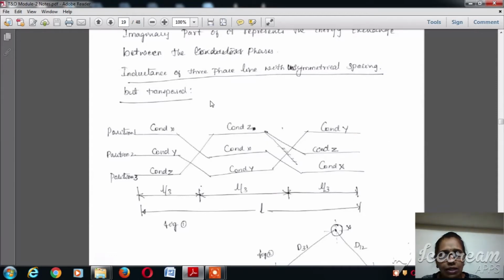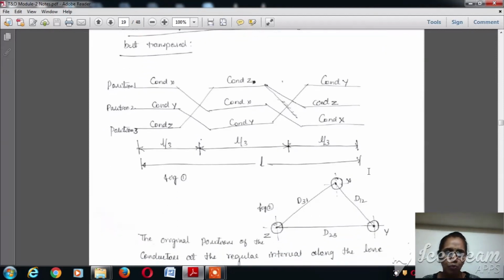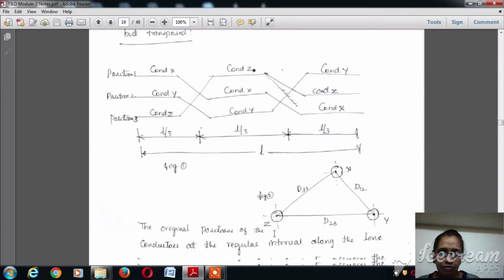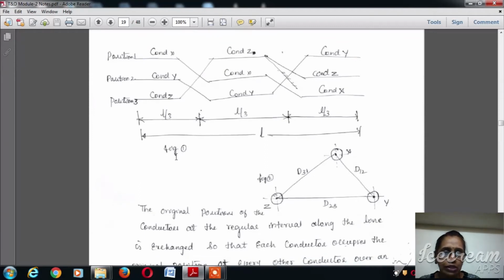We need to understand the importance of transposing the lines. The distance over which the conductors are transposed is going to be L by 3, L by 3, L by 3, where the total length of the transmission line is L. So this is like a rope. You can imagine this, and we will be able to understand what exactly the positions of the conductors are when it becomes transposed.